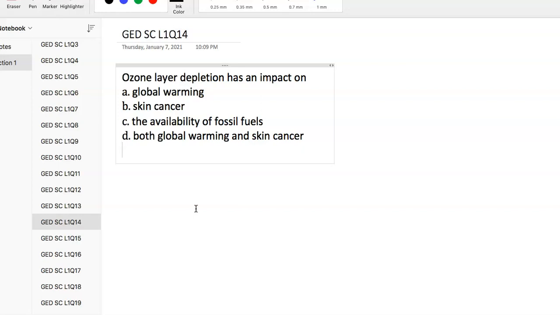Okay, ozone layer depletion. We've all heard of that. What does it mean? Has an impact on which of these? Global warming, skin cancer, availability of fossil fuels, global warming, and skin cancer. Okay, and that is actually the answer. Answer D.